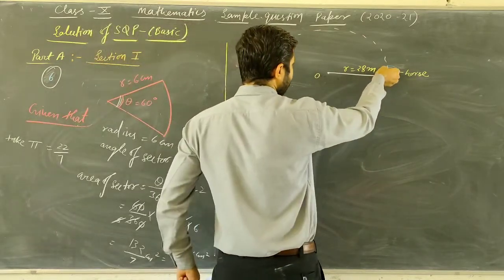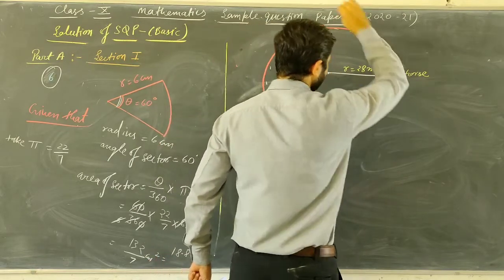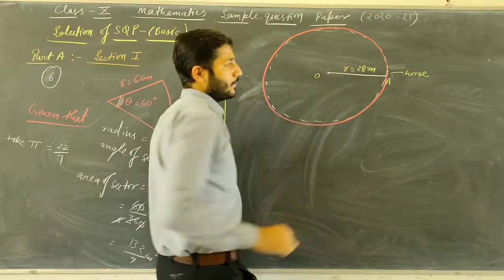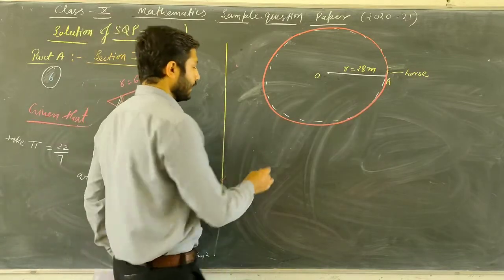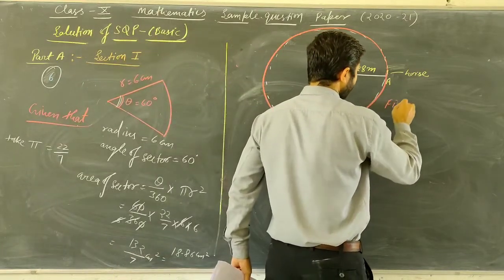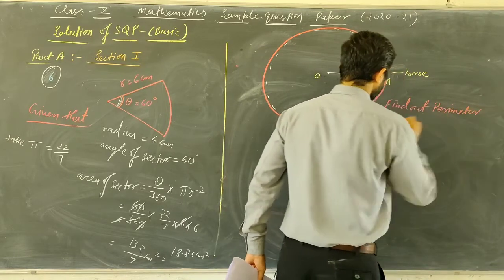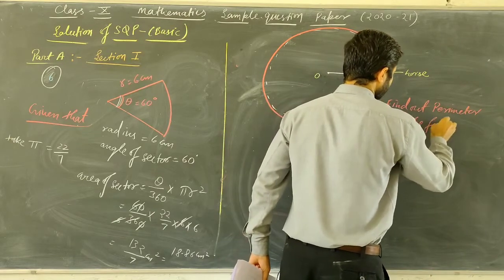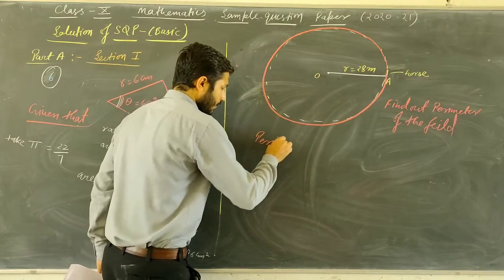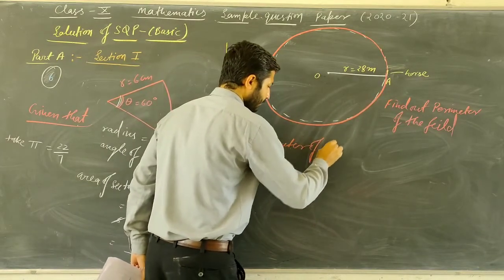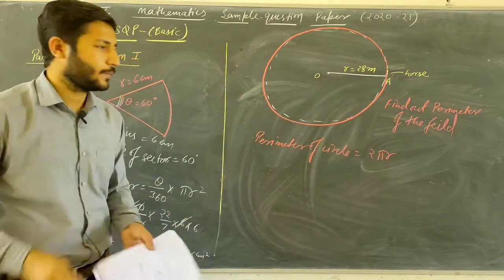So I can draw this. Can I make a circle over here? This gives us a circle. Now the radius is equal to 28 meter. So you have to find out the perimeter of the field. How can you calculate the perimeter? Do you know the perimeter of a circle is equal to 2 pi r? Perimeter of the circle is 2 pi r.